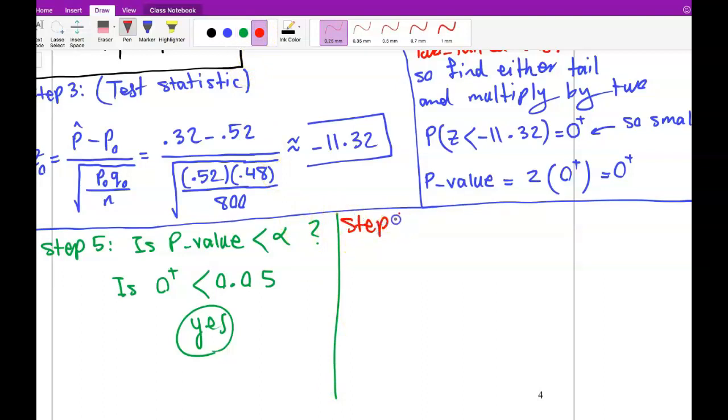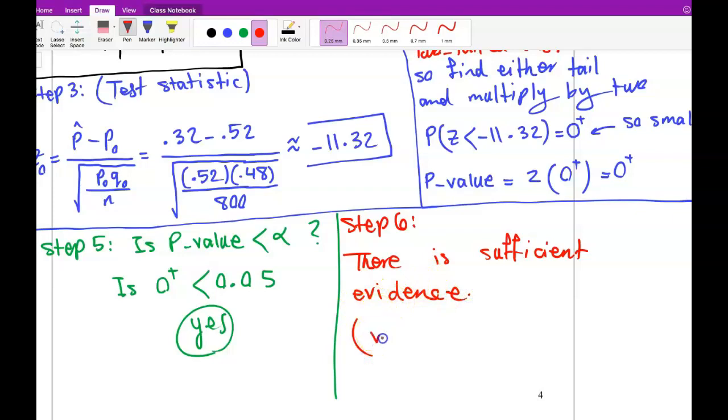Okay, so now the conclusion. There is sufficient evidence to reject. What that means, we reject the null hypothesis.